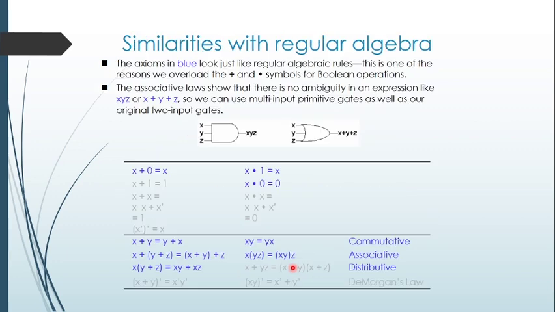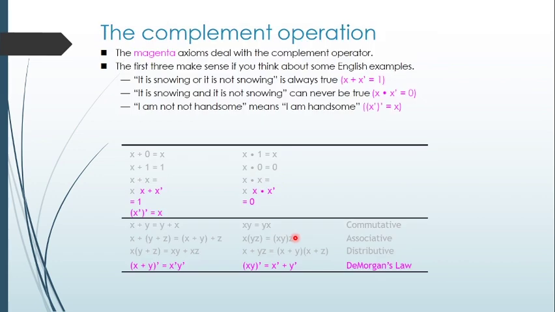We can satisfy those. So we know that there are few similarities that I already talked about in the previous slide. It's just like the typical regular algebra, but it's actually Boolean. Few things are the same, few things are different, like the ones I mentioned. There are few operations which are different. So the magenta axiom deals with the complement operator. Here we have few simple operations which make use of the complement or NOT gate.